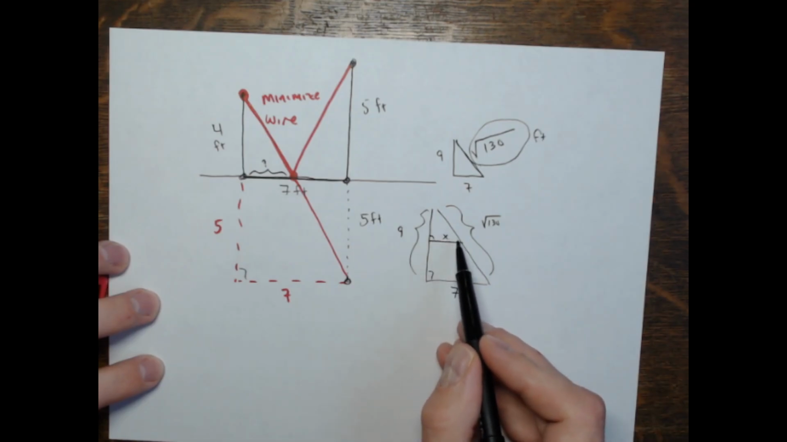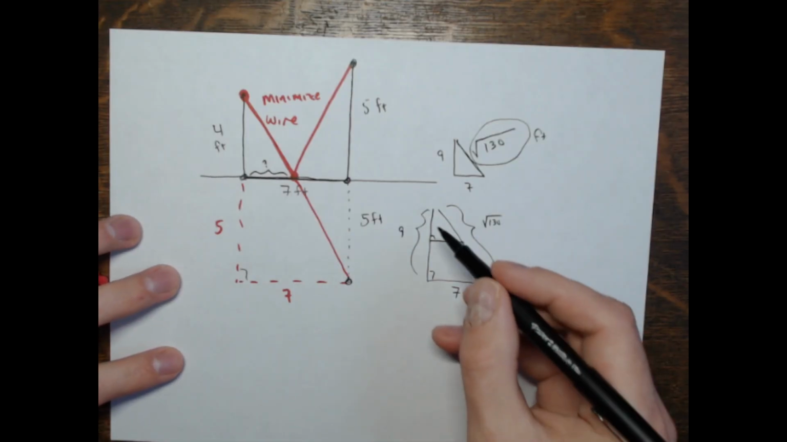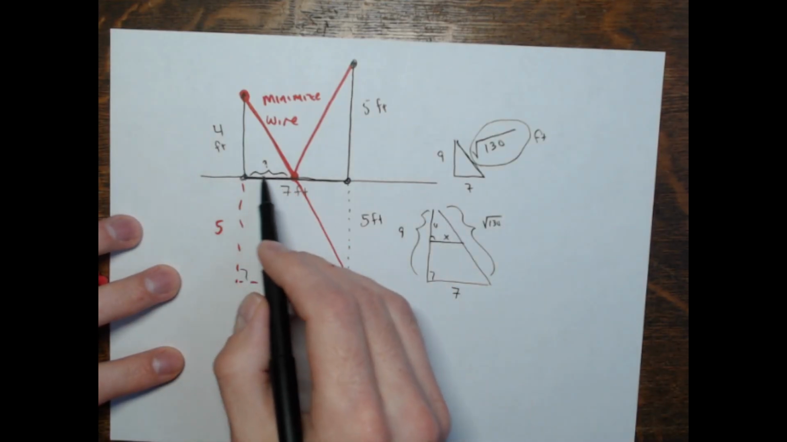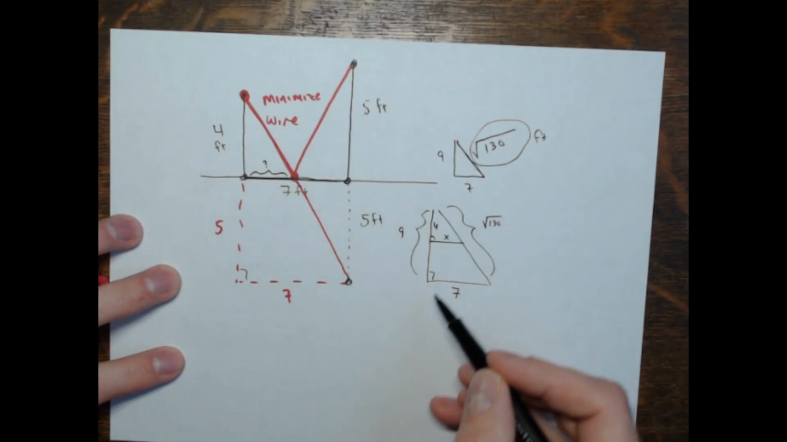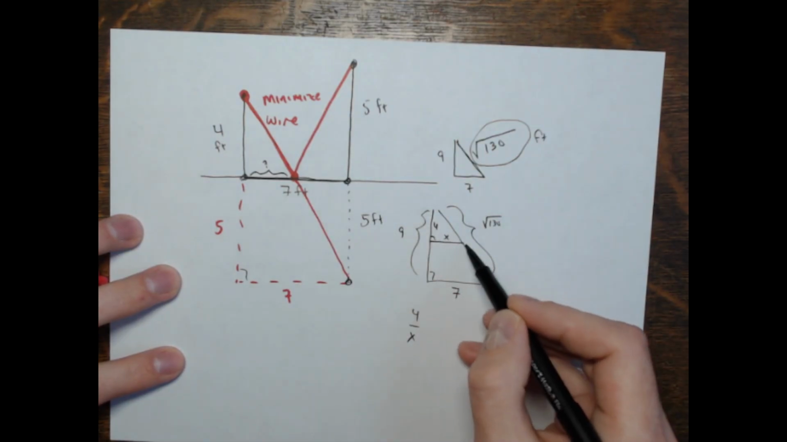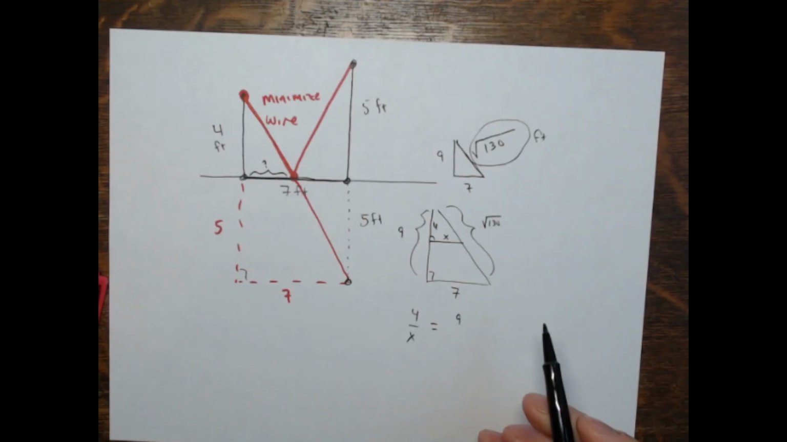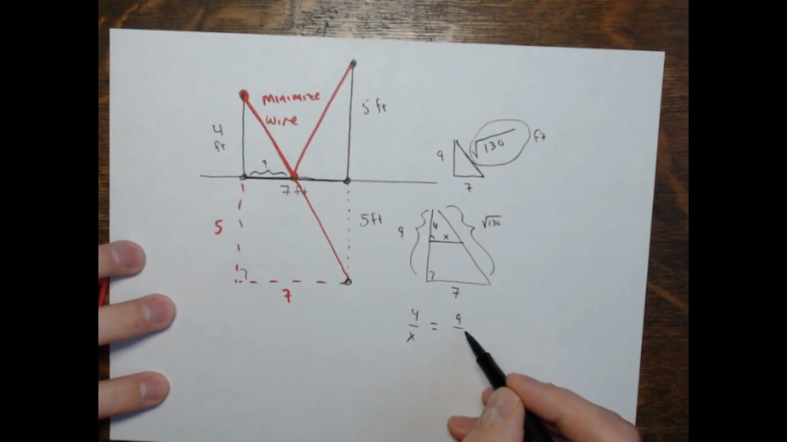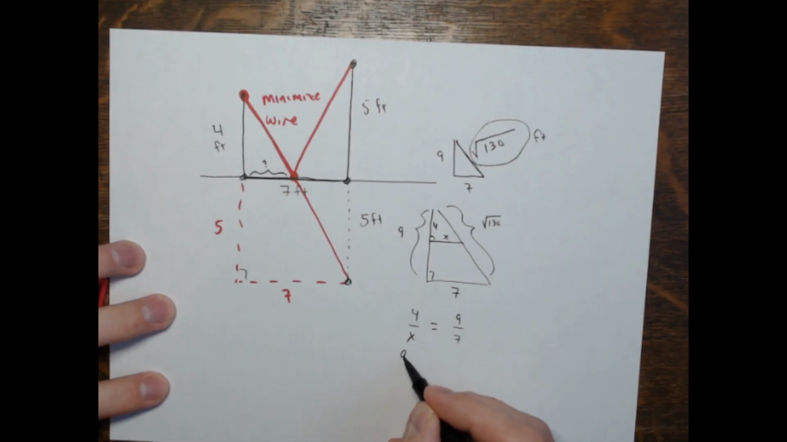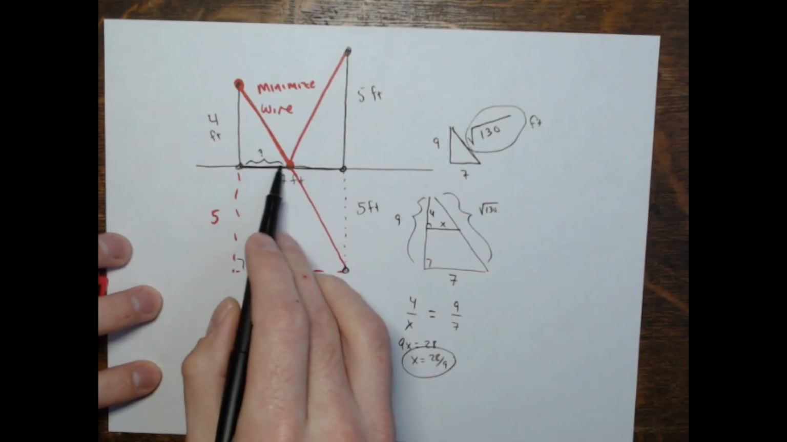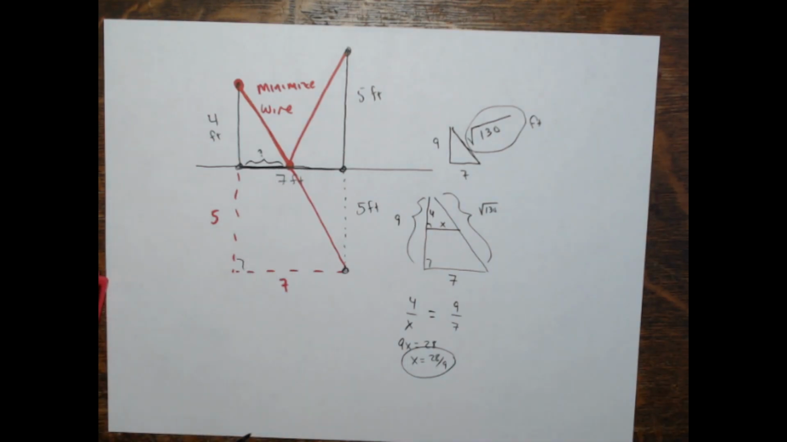So what's this? Now these are similar triangles, and we know that this is a 4 to x. All right, 4 to x. So 4 to x should be the same as 9 to 7. Don't even really need the square root of 130 there. So 9x is 28. X needs to be 28 ninths. So this needs to be 28 ninths feet, a little bit more than 3 feet away from the first pole.